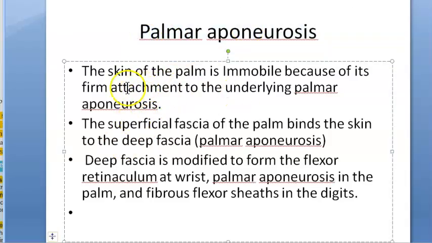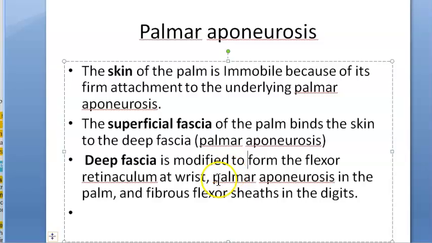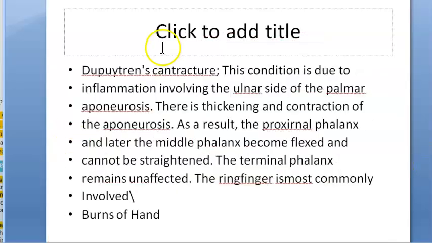Okay. So same thing only, I'm trying to say again, skin is there. Below that superficial fascia is there, which is very bound to the skin. And then you have the deep fascia, which is the palmar aponeurosis, the central part. All of them are so bound to each other that the skin doesn't move over your palm.